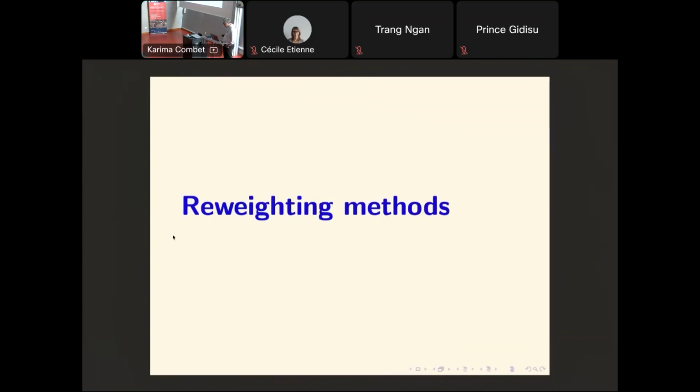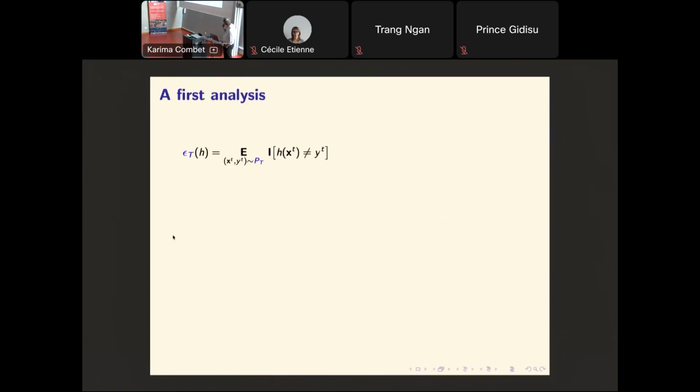Okay, so first example, the reweighting method. Reweighting methods means that we want to change the weight of the instances depending on the distributions. Recall that we want to be good on the target. So this is the target error here. And what we can try to do to make the link with the source domain is to introduce the source distribution. Okay. So very simply here.